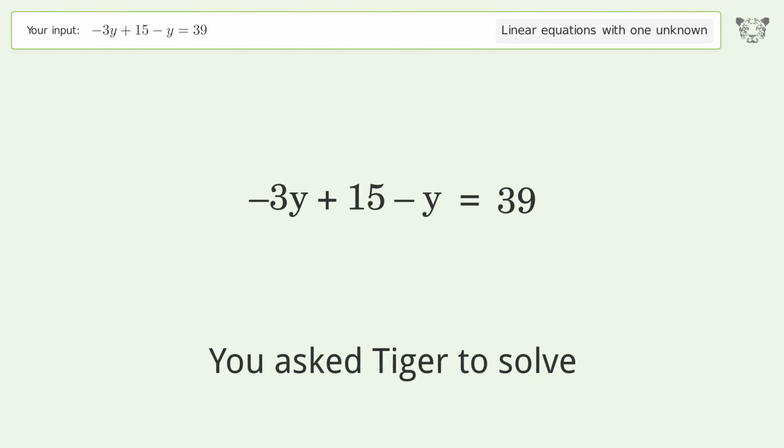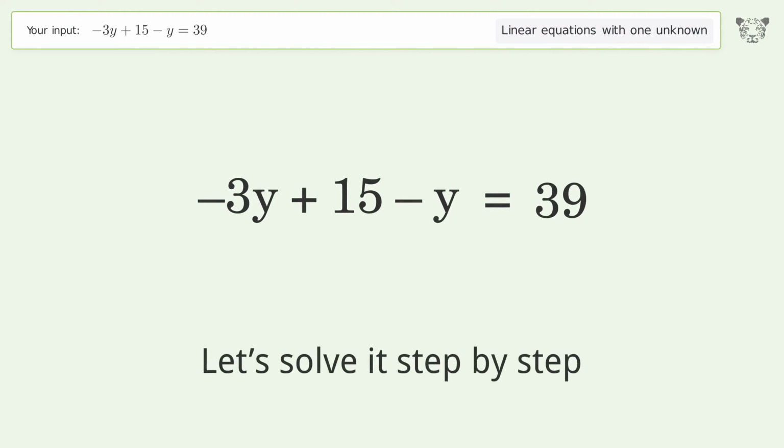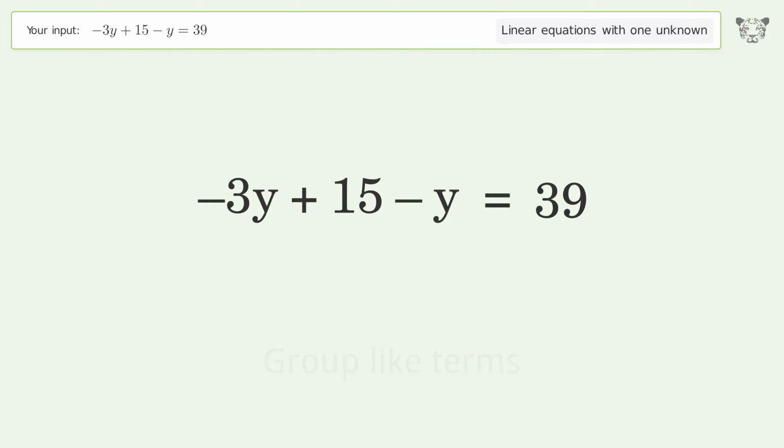You ask Tiger to solve. This deals with linear equations with one unknown. The final result is y equals -6. Let's solve it step by step. Simplify the expression. Group like terms.